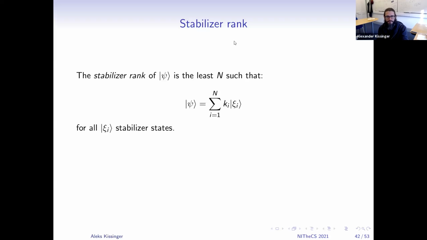Okay, so let me say what the stabilizer rank is. The stabilizer rank of a state is the smallest n such that I can make that state as a linear combination of n stabilizer states. These are efficient to classically simulate thanks to the Gottesman-Knil theorem that I mentioned before. The amplitudes of stabilizer states can be computed in polynomial time, and if I have n terms, then it's n times polynomial time to simulate such a state.